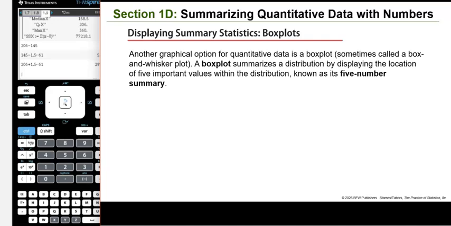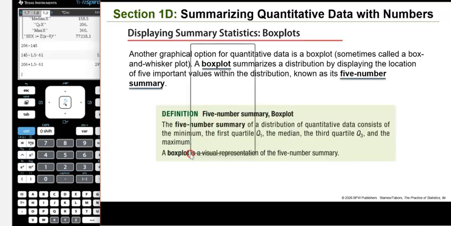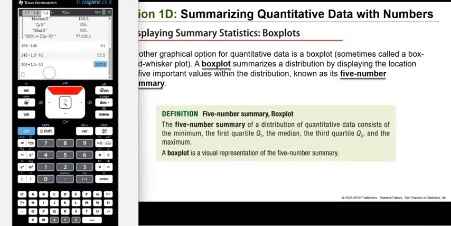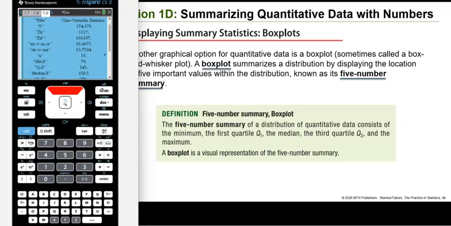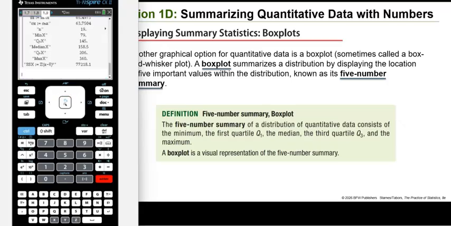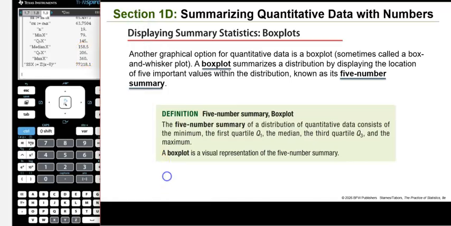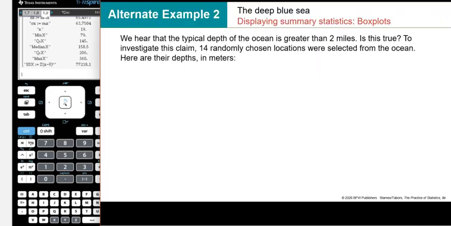So another way to display quantitative data is a box plot. I love a box plot. It's very nice. It's not great for shape, but it's really nice for some other things. You're going to use the 5-number summary. Again, to show you that 5-number summary with the data we have, you can see right there the minimum, Q1, median, Q3, and the max. So that's the 5-number summary. We would use that to create the box plot, a visual picture of the 5-number summary.